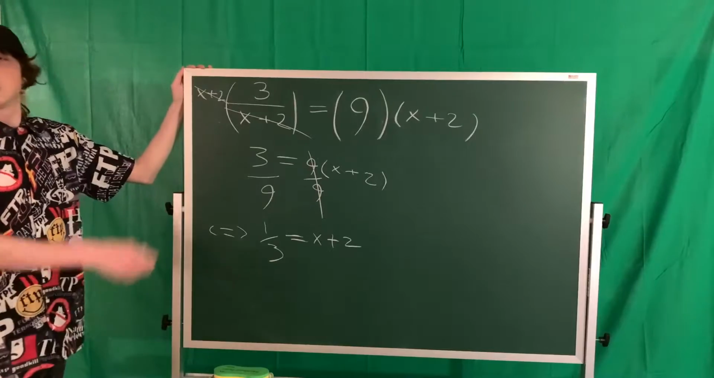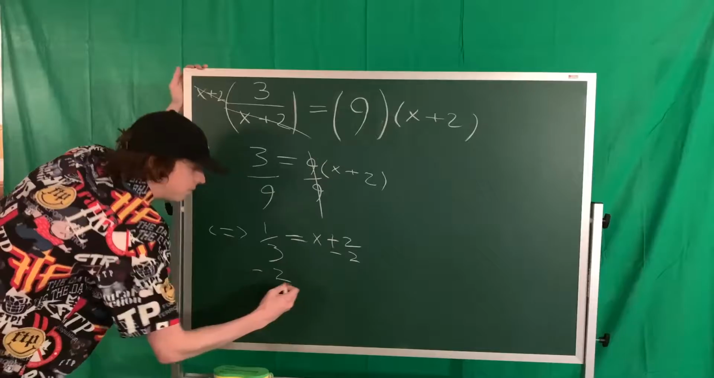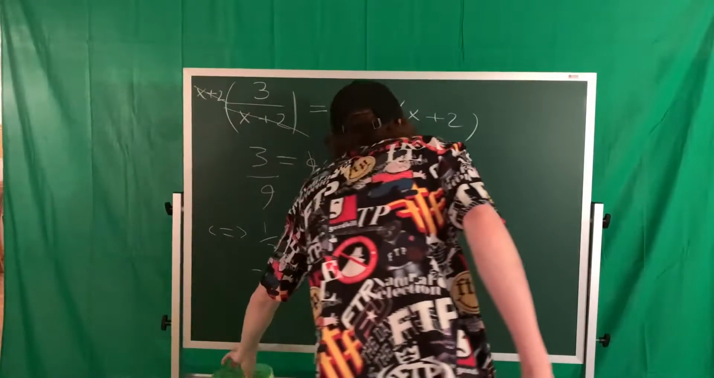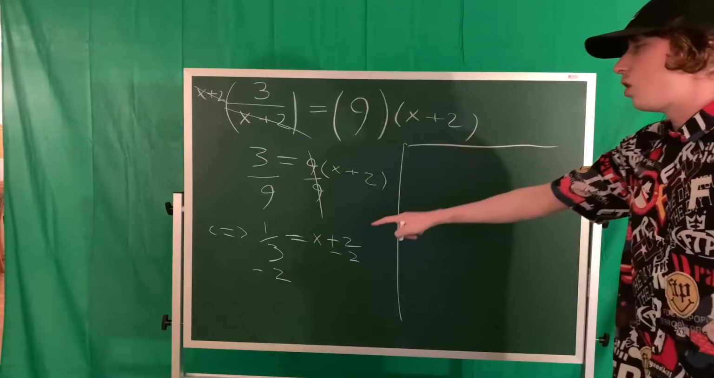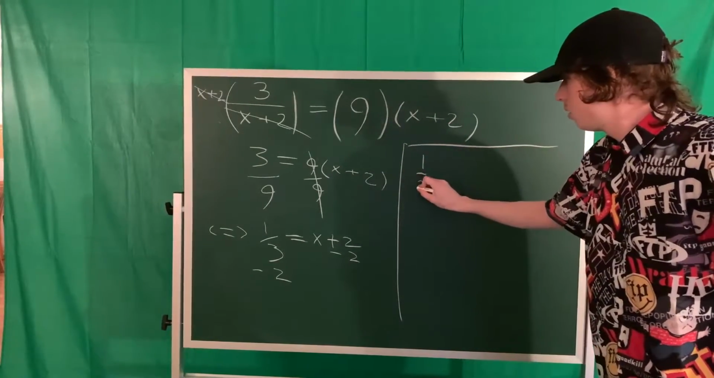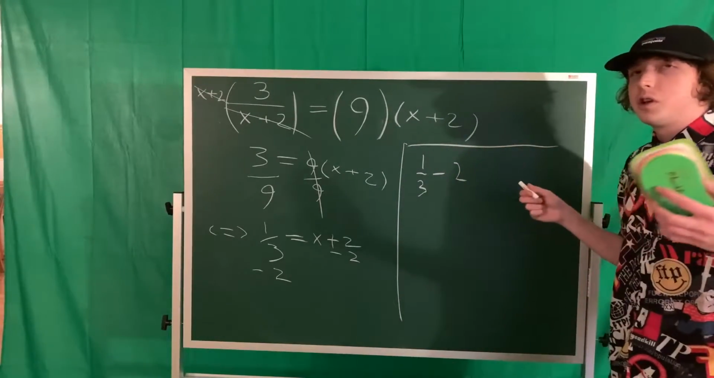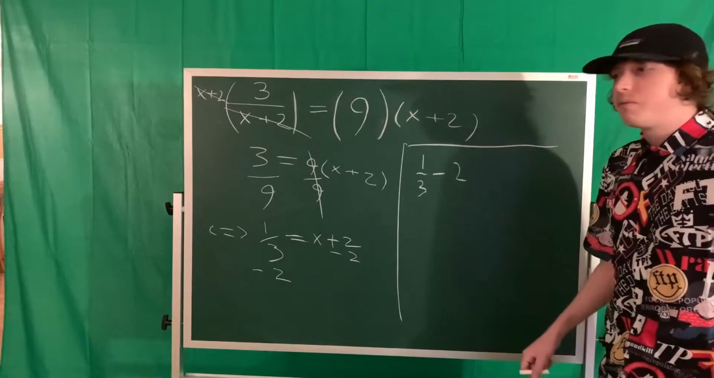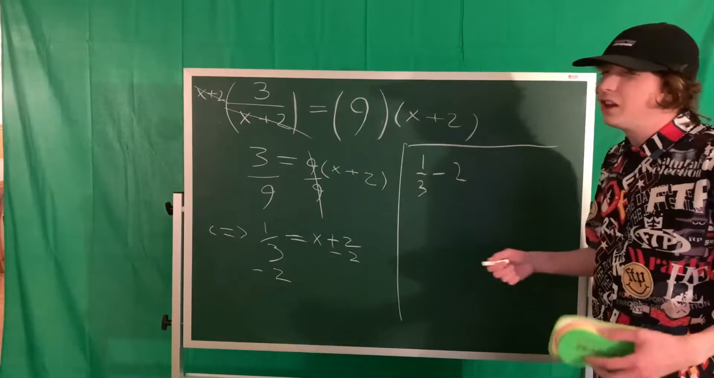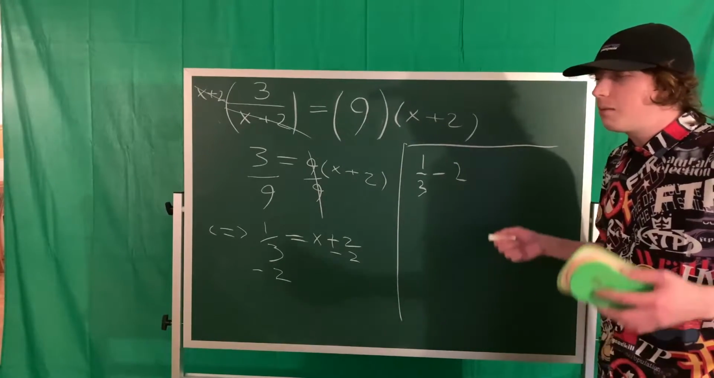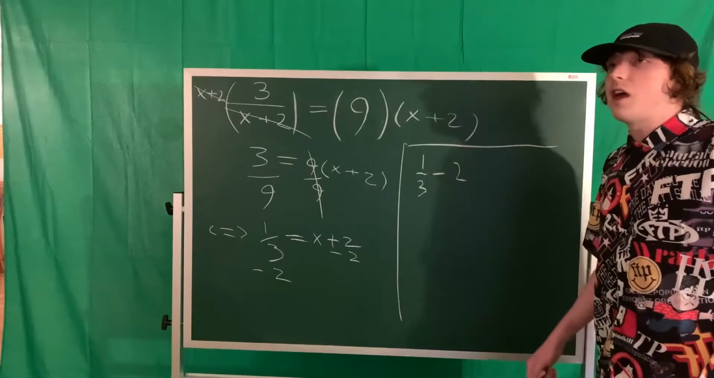Now, we're just going to subtract the 2. Minus 2, minus 2. Step to this side. So we have 1/3 minus 2. Now I know for some, the visual of subtracting a whole number from a number like this can be a little bit confusing. But we can make them have the same denominator if that makes it easier. So how do we do that?